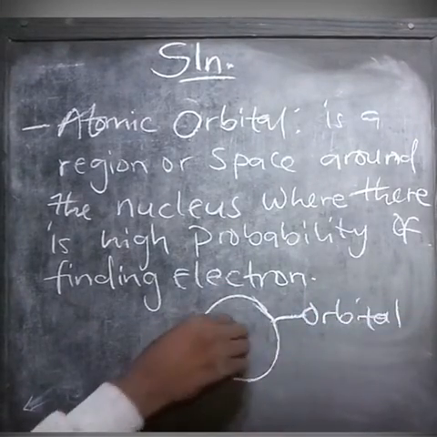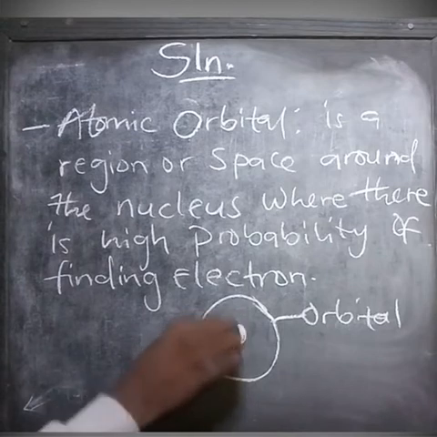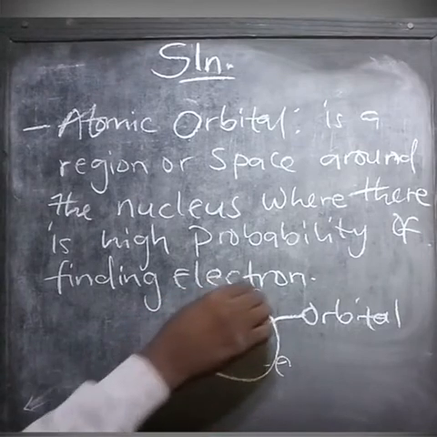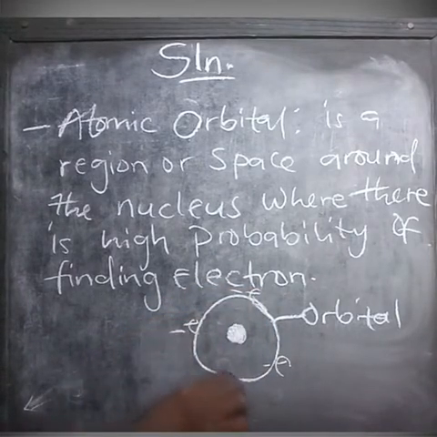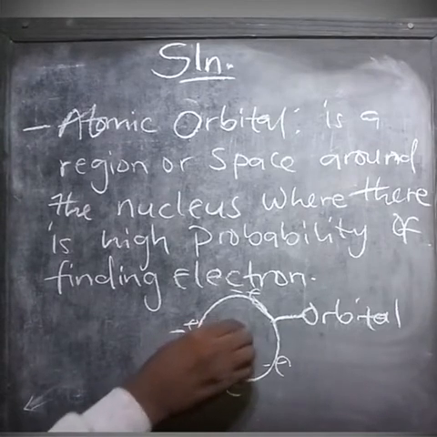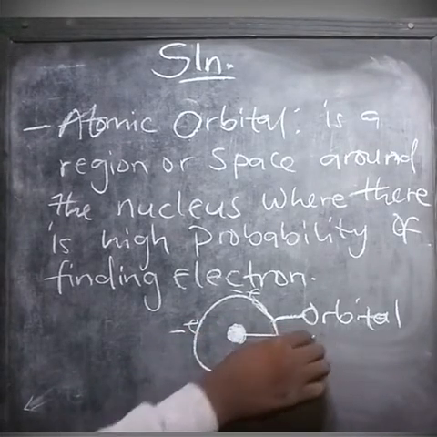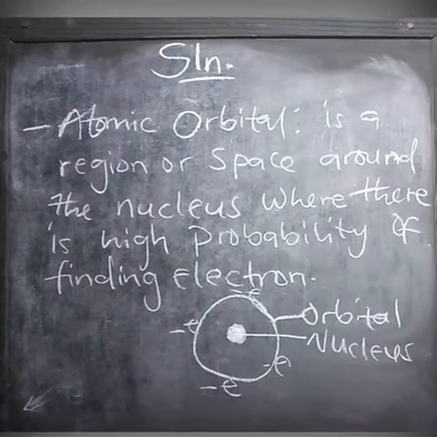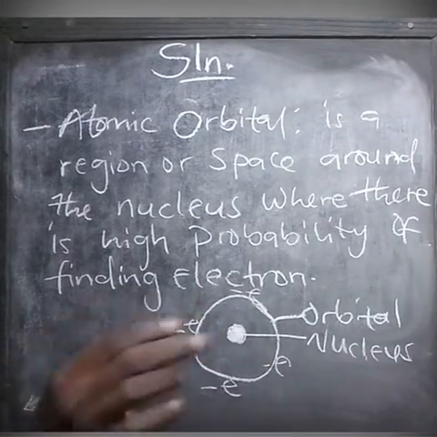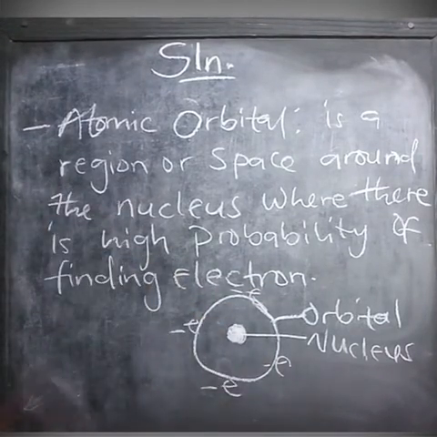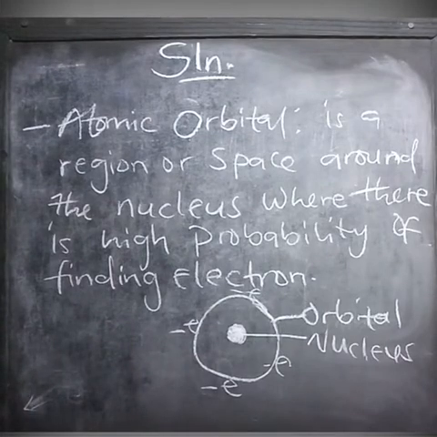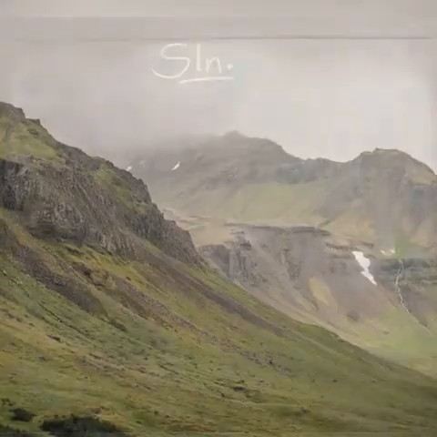This is an orbital where electrons are located, while here is the nucleus. So electrons are here revolving, while this is the nucleus. Around the nucleus there is a high probability of finding an electron. So this is what we mean by atomic orbital. This shell is called a shell, and also it is called an atomic orbital.